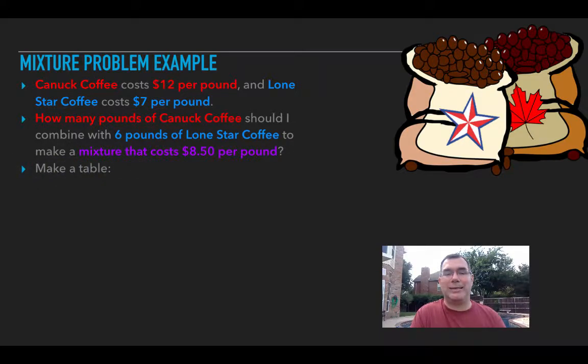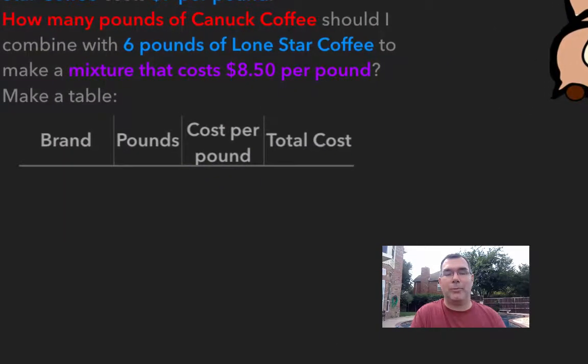So we set it up with a table, and we're going to talk about the brand just to keep it straight in our minds. We're going to talk about how many pounds of each we're going to use, the cost per pound, and the total cost. Okay, so if I look at Canuck Coffee, I don't know how many pounds to add to this mixture, so I'm going to use x to represent that. I do know that it costs $12 per pound, so the total cost is going to be 12 per pound times the x pounds, or 12x. So the total cost of Canuck Coffee is 12 times x.